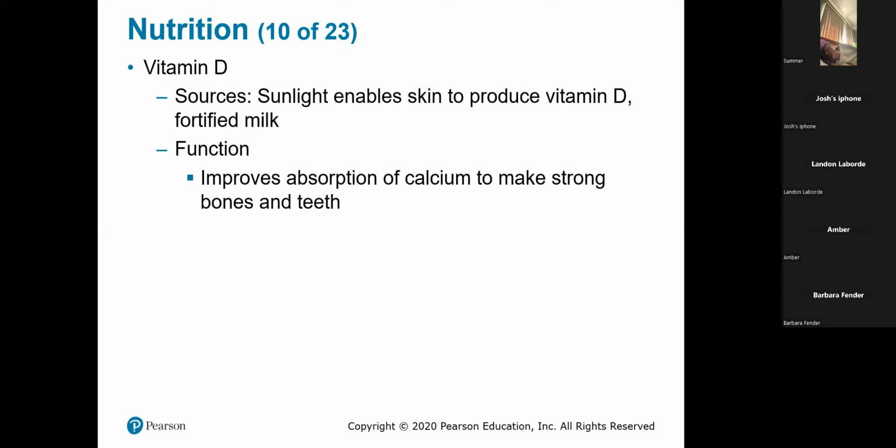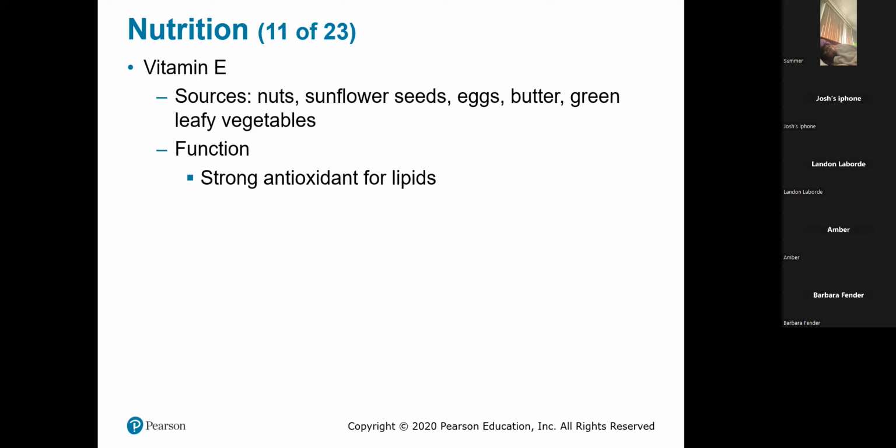Vitamin D is sourced through sunlight. We're a little bit like plants that way. We kind of synthesize vitamin D from the sunlight. We can also get it through fortified milk and supplements. So the function of vitamin D is to improve absorption of calcium to make our bones and teeth strong, and help maintain that density. Vitamin E is obtained through nuts, sunflower seeds, eggs, butter, and green leafy vegetables. This is a strong antioxidant for lipids, and it also helps with our skin.